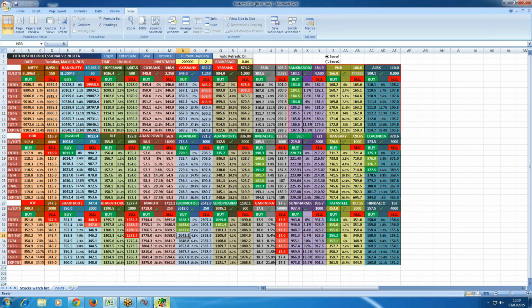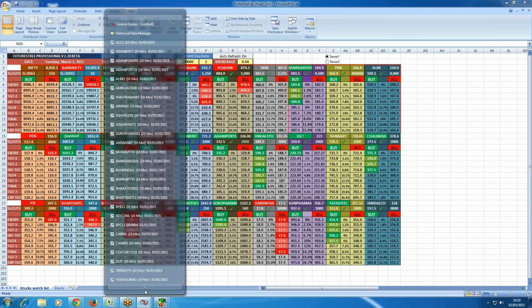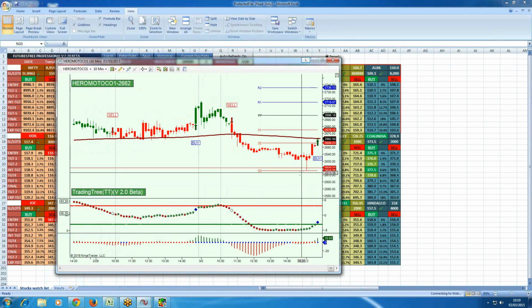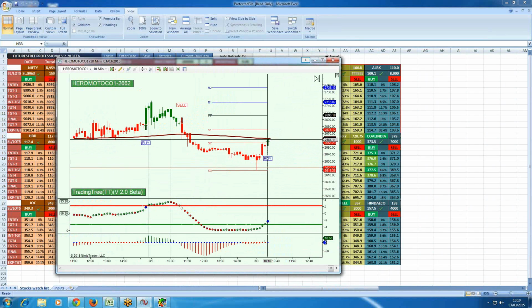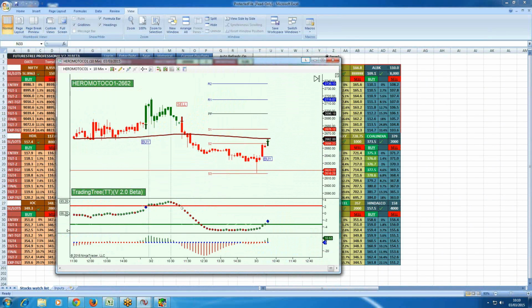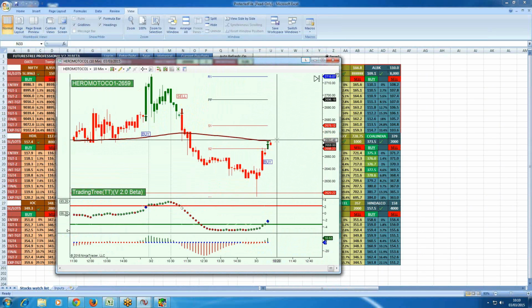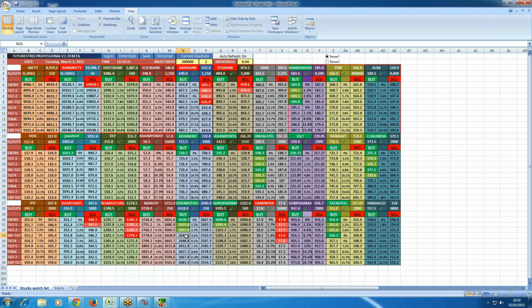And now what you are actually seeing here is a confirmation on your trading tree for the Hero Moto Corp. So now it's trading here. You have got this buy call. And in case if it breaks this brown line, then your next target will be your S1. But since you have Futurestree on your end, your call is always generated first on the Futurestree, that is early in the morning, right before 9:20.